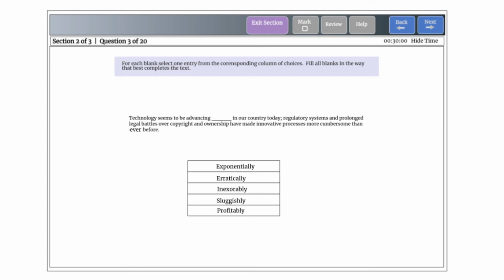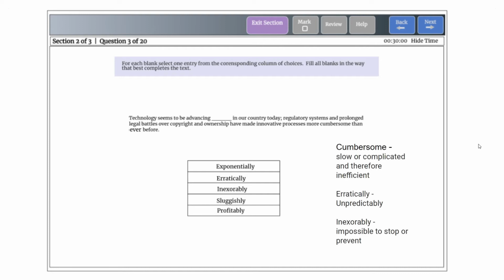Technology seems to be advancing blank in our country today. Regulatory systems and prolonged legal battles over copyright and ownership have made innovative processes more cumbersome than ever before. So, one of the problems that I see a lot of people make is that they get stuck on just that first half, right? It says technology seems to be advancing blank in our country today.